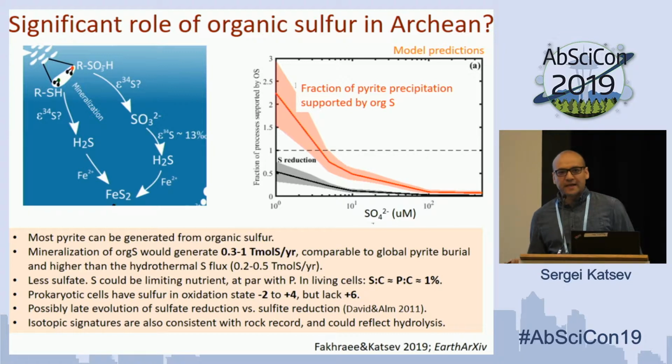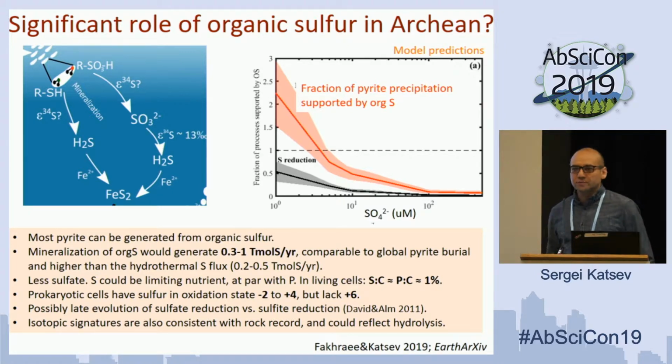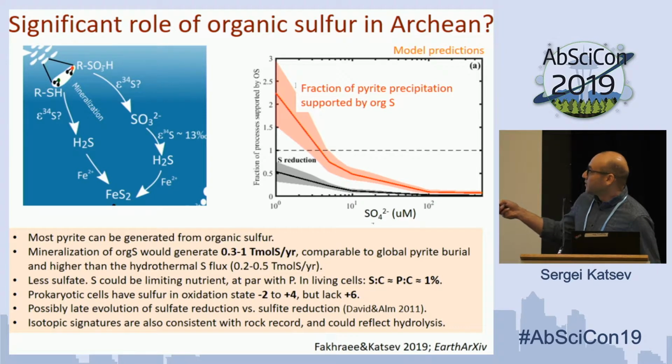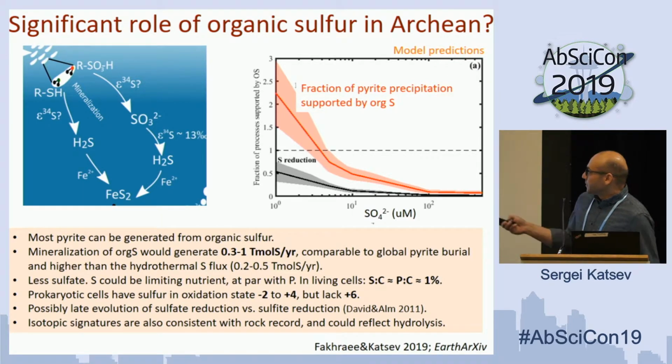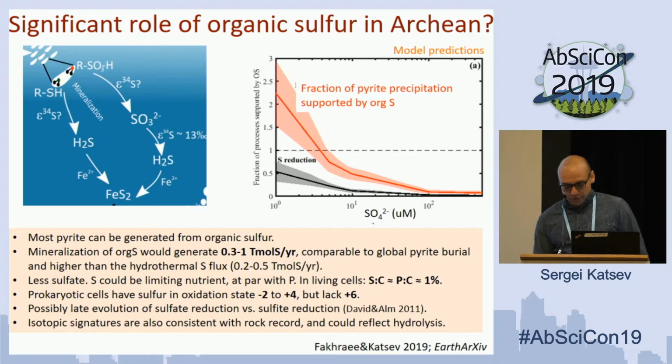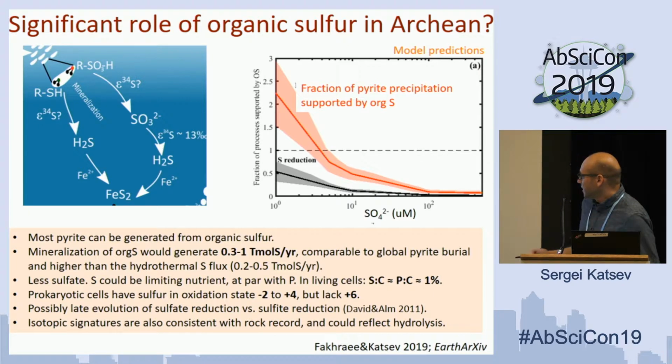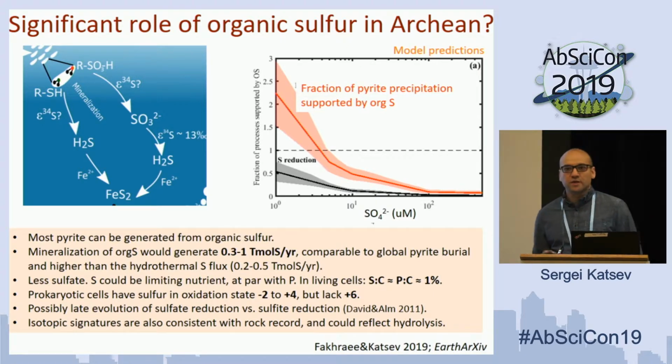And so if you consider organic sulfur in organic debris, prokaryotic cells actually lack +6 like sulfates, but they do have sulfonates, which is +4. And of course, they have -2 oxidation state. So you generate both sulfide and sulfite from mineralization. And sulfite reduction is actually energetically more favorable than sulfate reduction. So if you form pyrite out of this source, the resultant signatures are also consistent with the rock record. They're also consistent with some other lines of evidence that show sulfate reduction has evolved later than sulfite reduction, in fact, as late as 2.7 billion years ago.